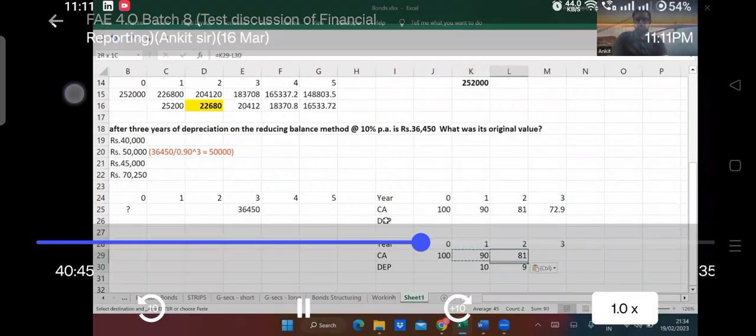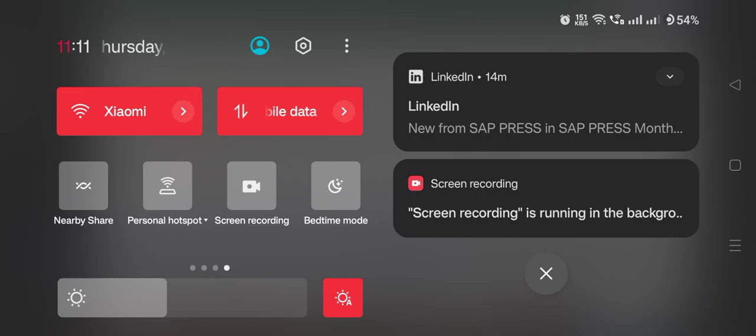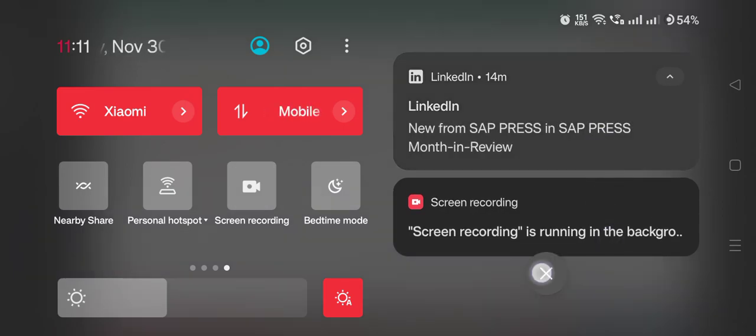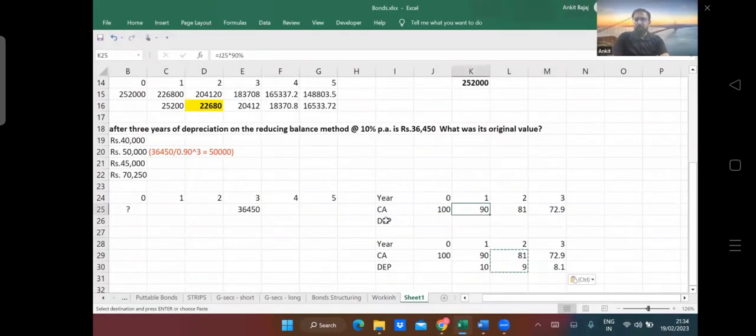And similarly, you can copy these two values and paste them here. So you will be getting the carrying amount and depreciation, right? Otherwise, directly you can take the 90%. Now here, let's suppose we have calculated 72.9 rupees. You know that the third year amount is 72.9 rupees. Now, if I delete these values and write down 72.9, which is the carrying amount for the third year, now if I ask you to calculate the original cost.